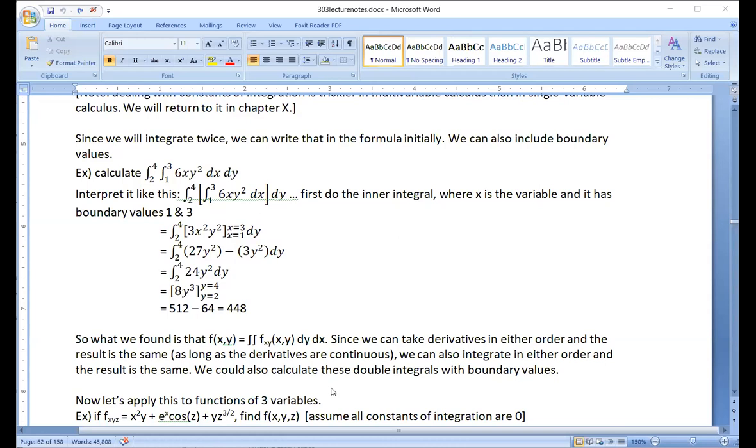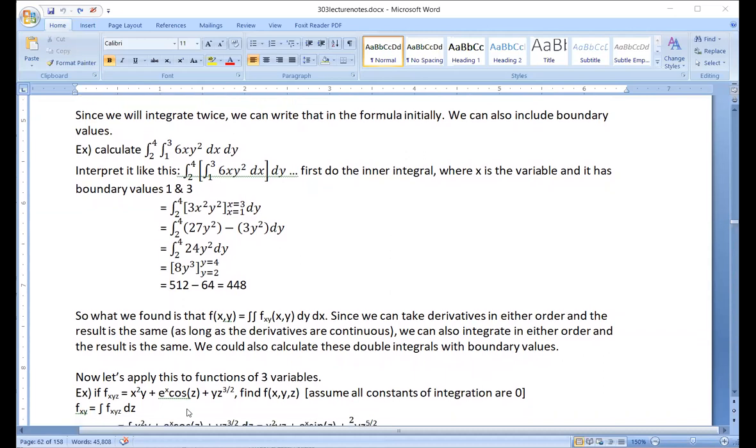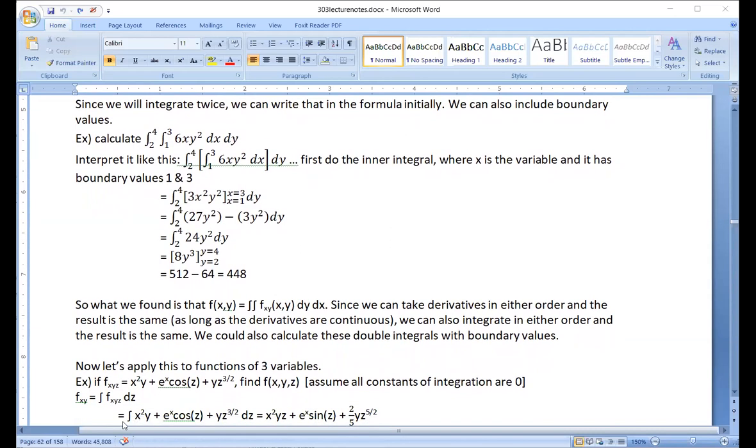So what do we do? We have to do 3 integrals. First, we integrate with respect to z to get f sub x, y. So that's the integral of that whole function, dz. And when you integrate that with respect to z, remember that means we treat x and y like constants. So you get x squared yz plus e to the x sine z plus 2/5 y z to the 5 halves. So now we've got f sub x, y.